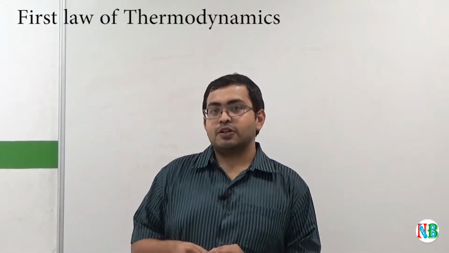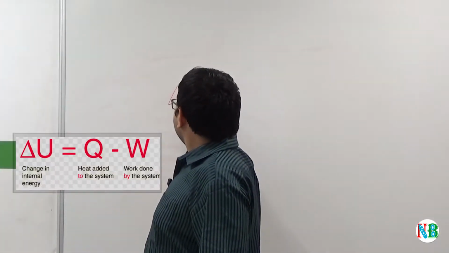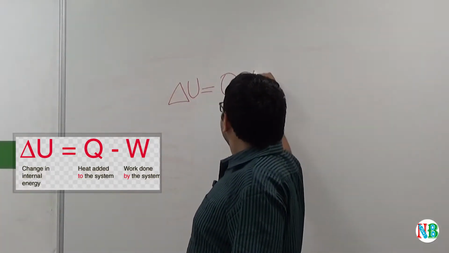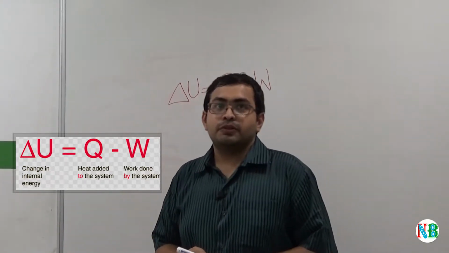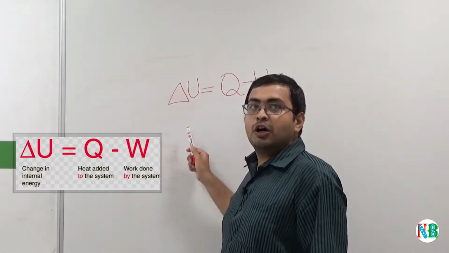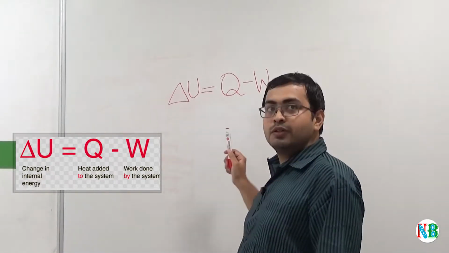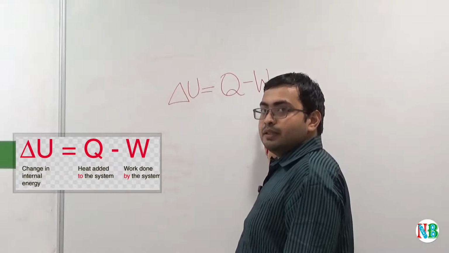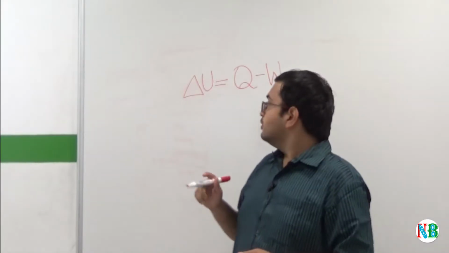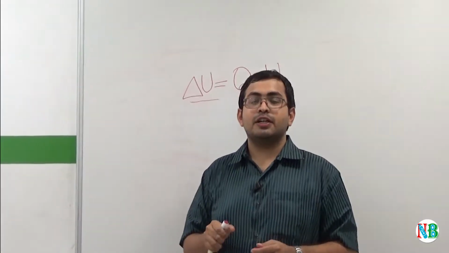The first law is often formulated as delta U equals Q minus W. So, it states that the internal energy delta U of a closed system is equal to the amount of heat, that is Q, supplied to the system minus the amount of work W done by the system on its surroundings. Now, what we want to know more about is delta U, which is the internal energy.